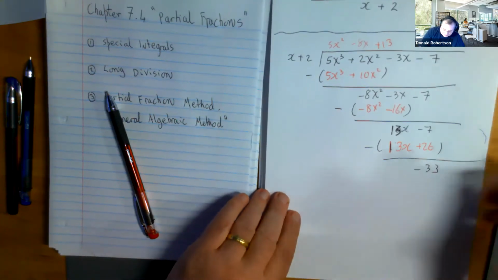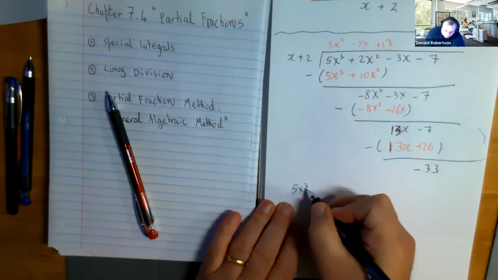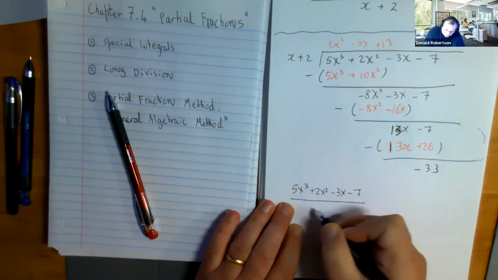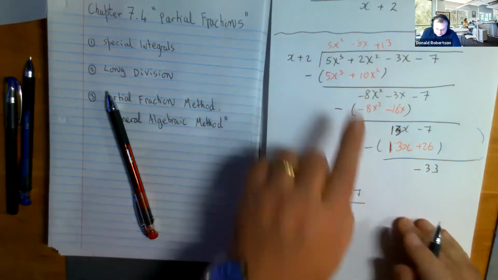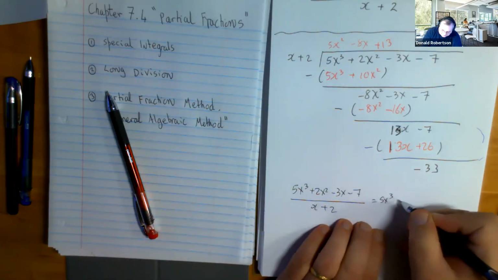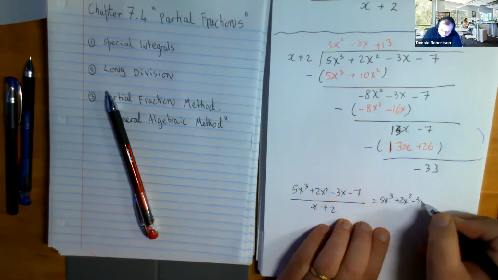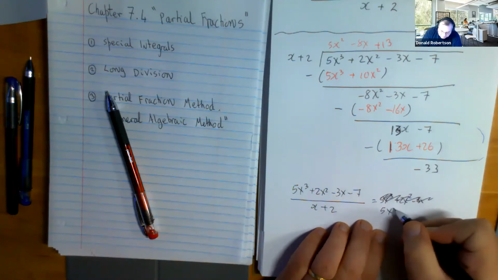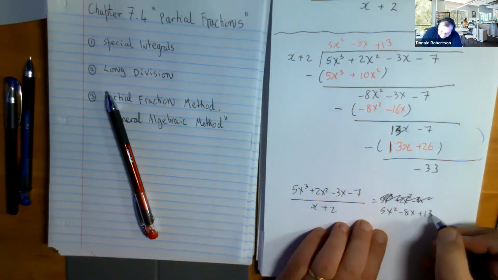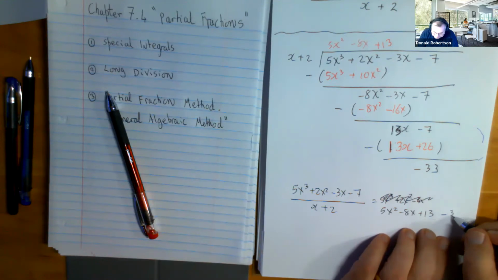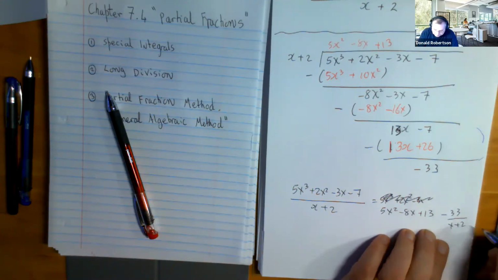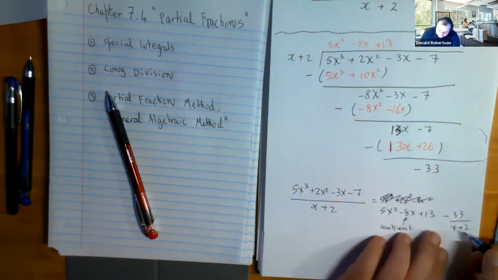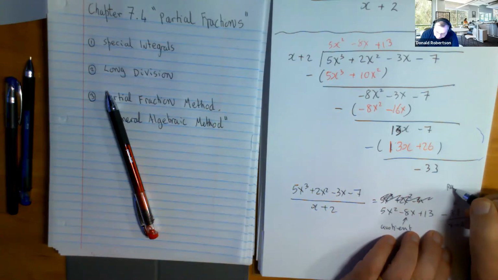So what does that tell me? It tells me that I can rewrite this fraction in terms of two pieces. One piece is called the quotient, which is this guy, 5x squared minus 8x plus 13. And a remainder. And the remainder is written as a fraction. So this piece is called the quotient. And this little piece here is called the remainder.